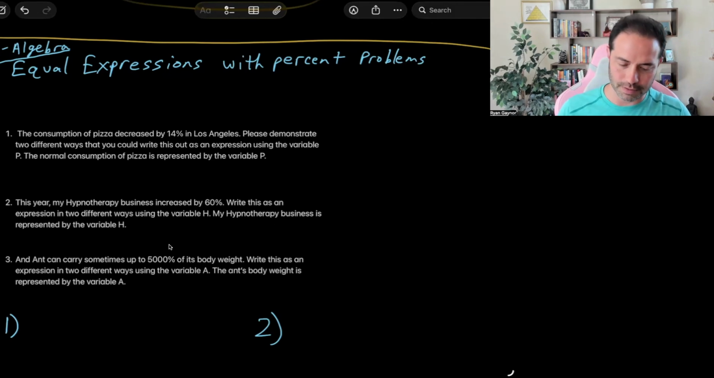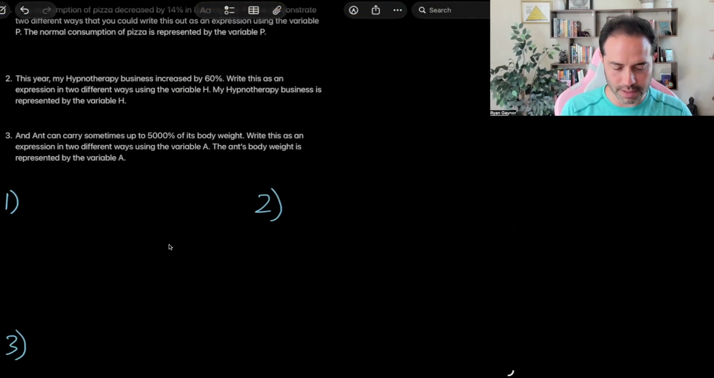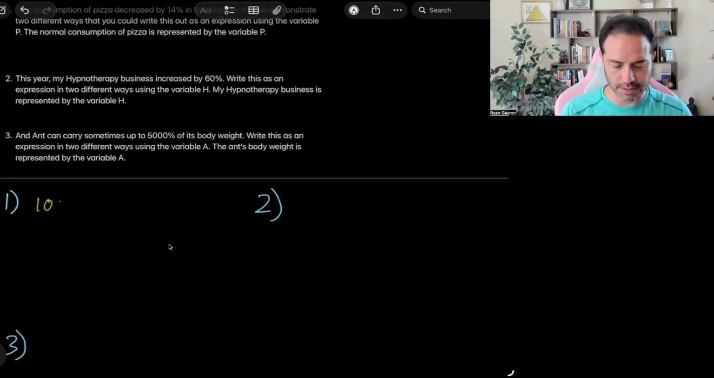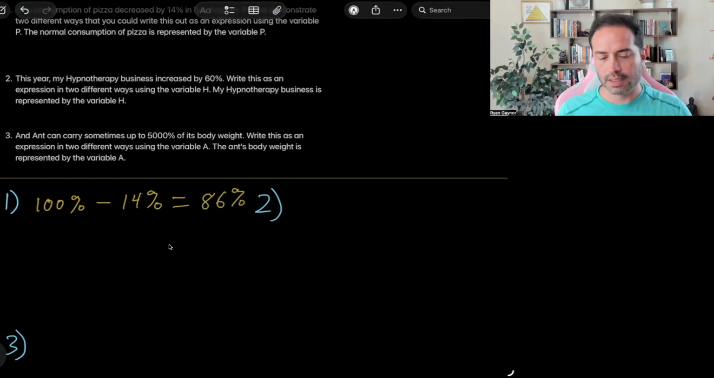So let's do a little work here. We start at 100% minus 14%, and that equals 86%. Okay, so now we have to represent this as an expression using the variable p in two different ways.